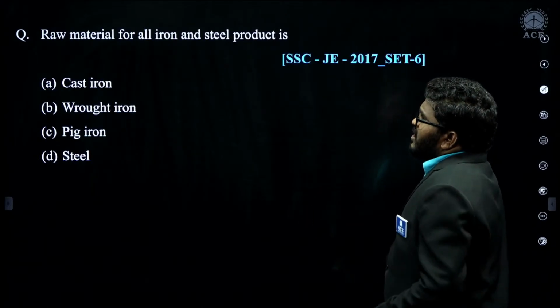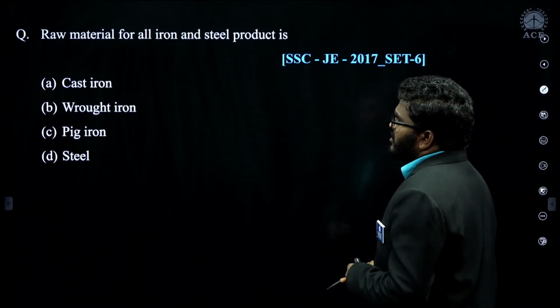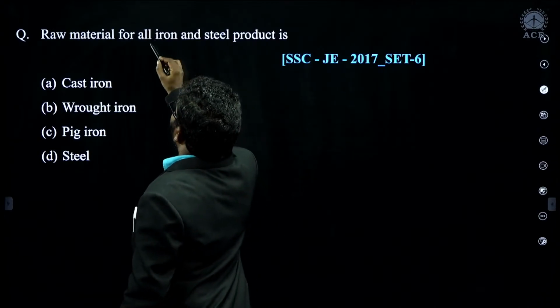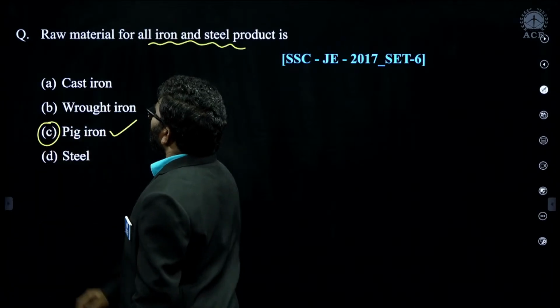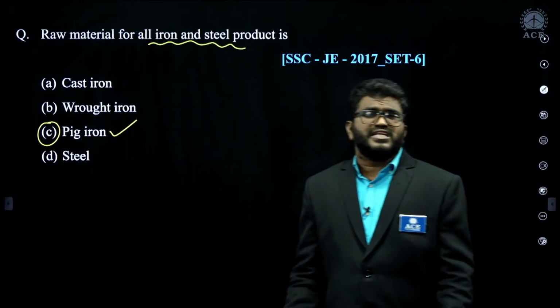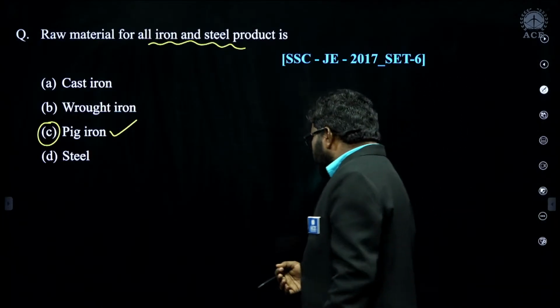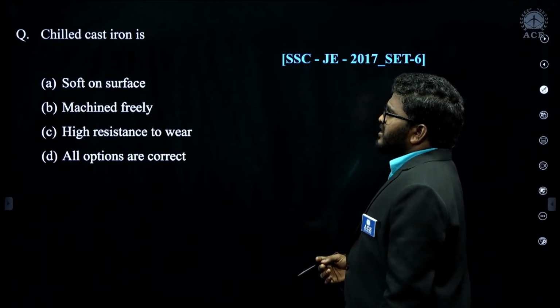Now, raw material for all iron and steel products. What is the raw material? It's very simple, that is nothing but pig iron. If you want to make iron and steel, the basic raw material is pig iron that is produced from the blast furnace.